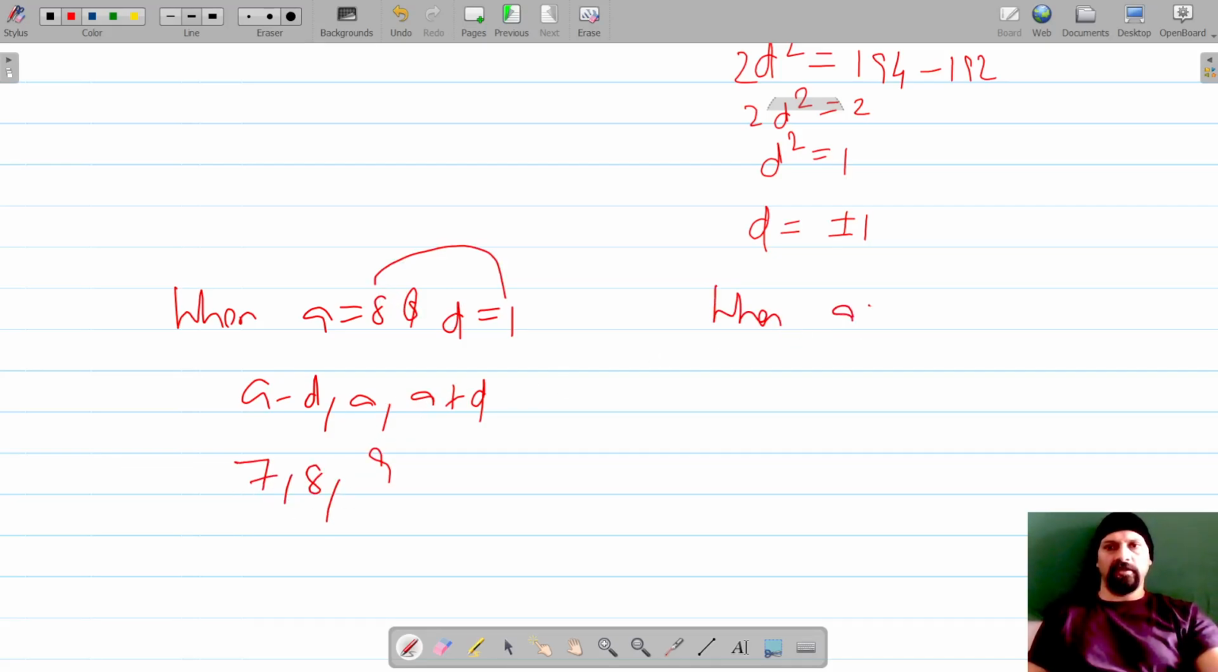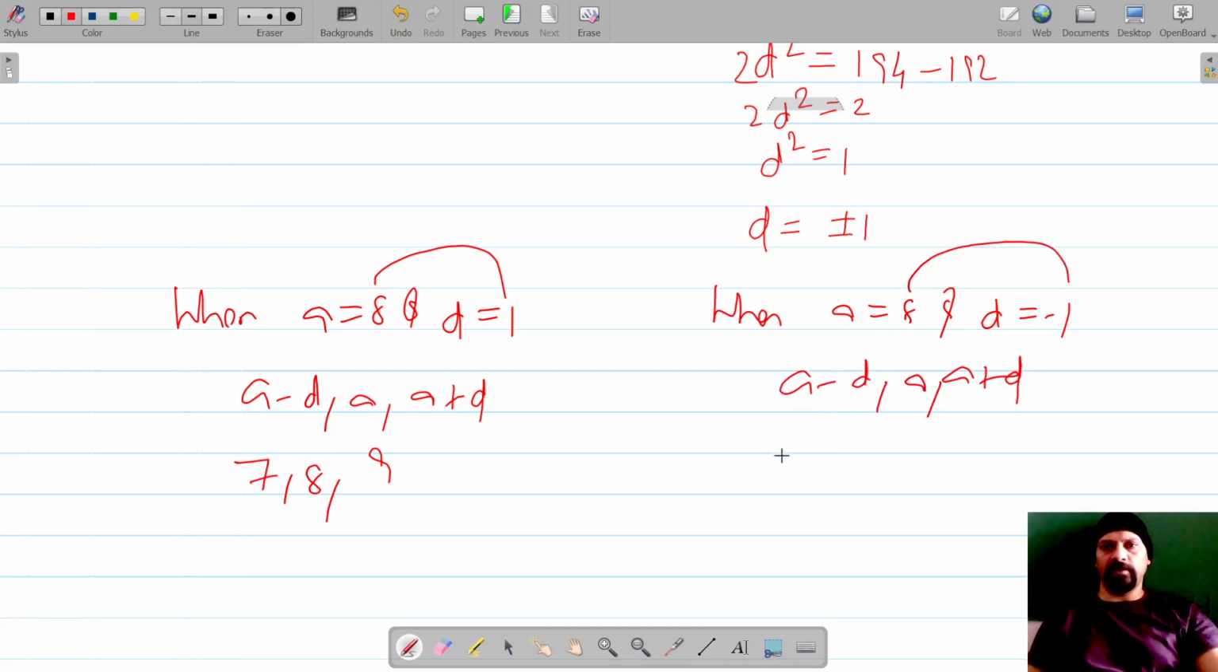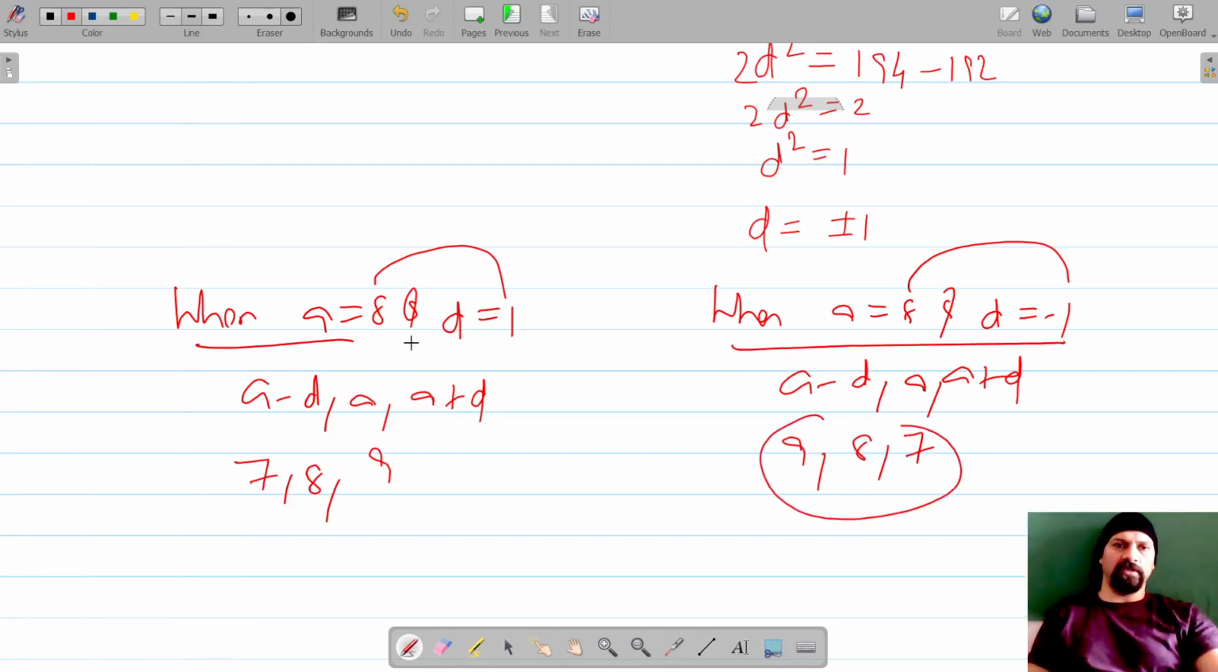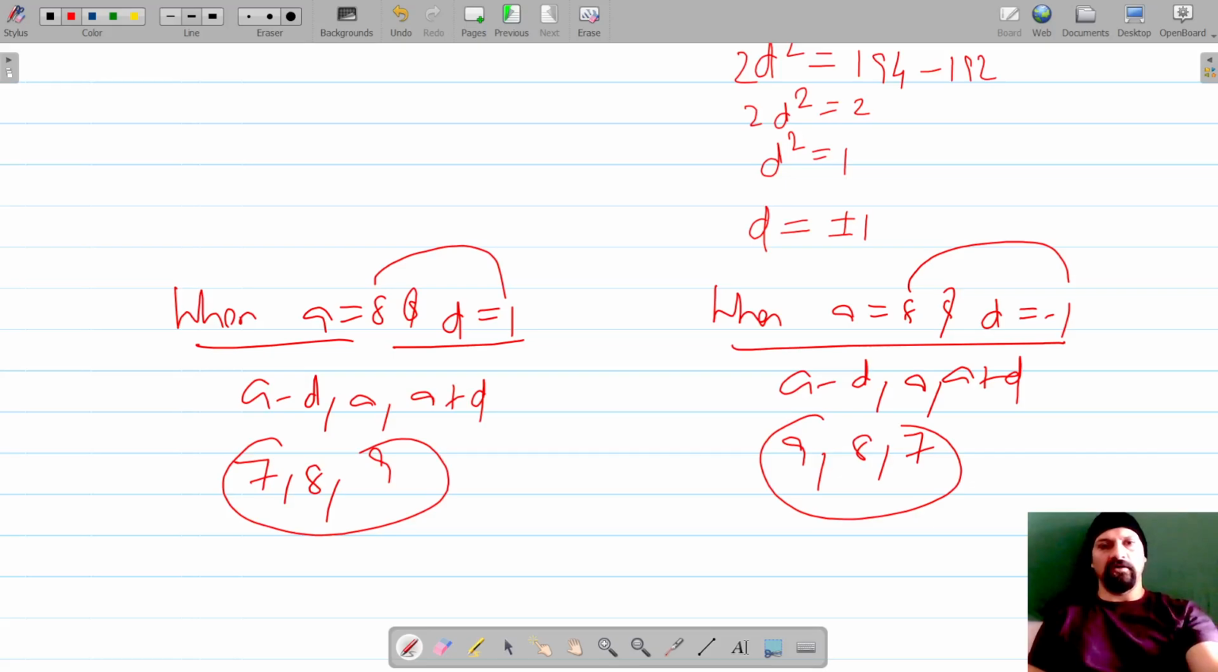And when a is equal to 8 and d is equal to minus 1, the three terms are a minus d, a and a plus d. So 8 minus of minus 1 is 9, this is 8, and 8 minus 1 is 7. So when d is equal to minus 1 and when d is equal to 1, these are the three consecutive terms. That is 7, 8, 9, or 9, 8, 7 are the numbers of the AP.